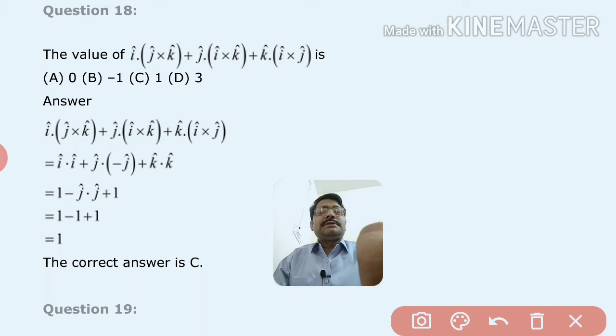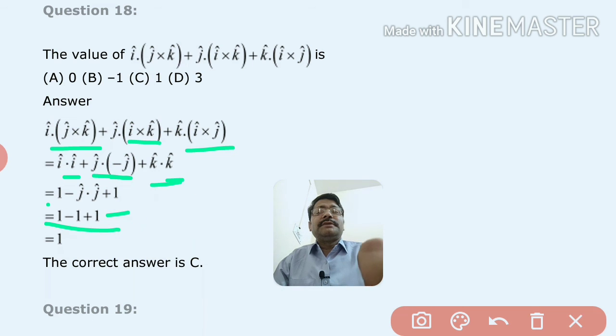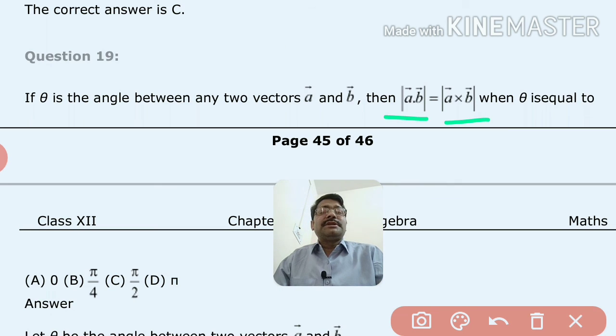Now question number 18: find the value of I dot J cross K plus J dot K cross I plus K dot I cross J. There J cross K is I, K cross I is J, and I cross J is K. Now I dot I is 1, J dot J and K dot K is 1, so you will get 1 plus 1 plus 1.